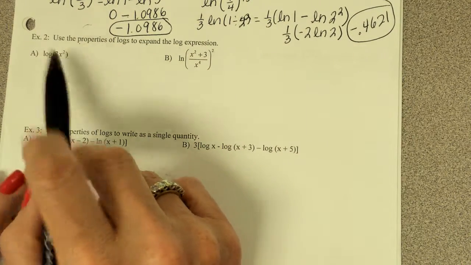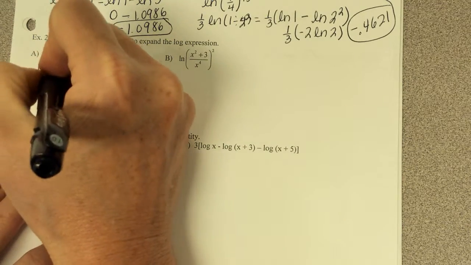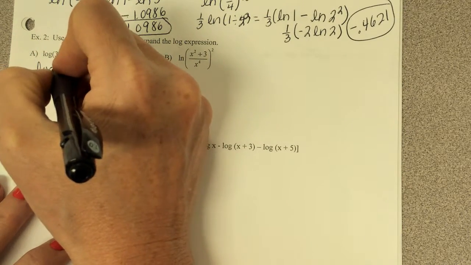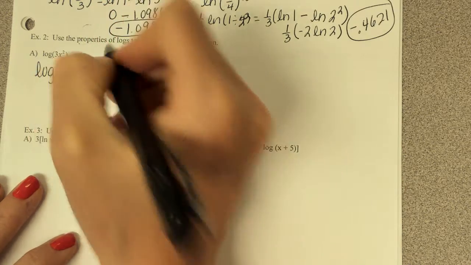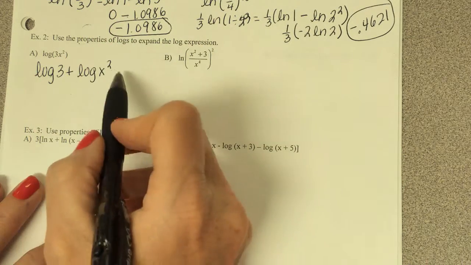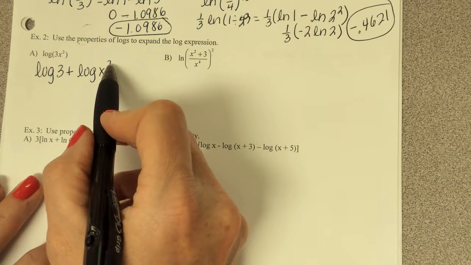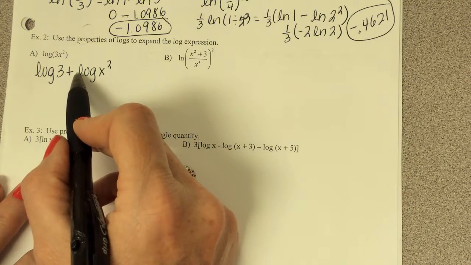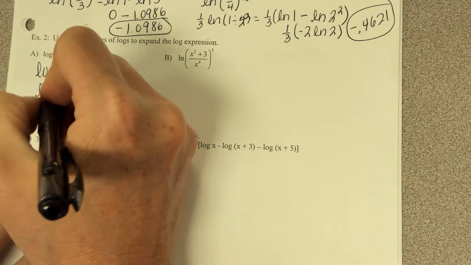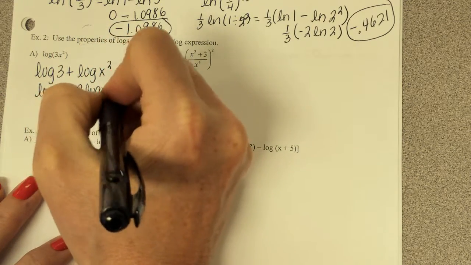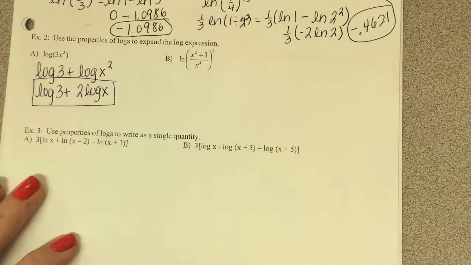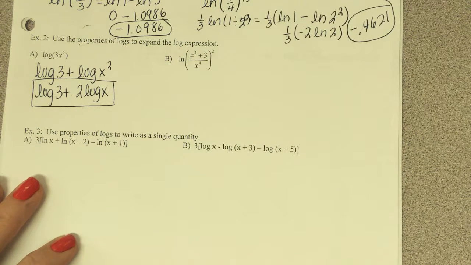So if we have multiplication, that's going to turn into addition. So this could be log 3 plus log x squared. If I have an x squared, though, I can bring that 2 right here in front of this log. So log 3 plus 2 log x. That would be that value expanded.